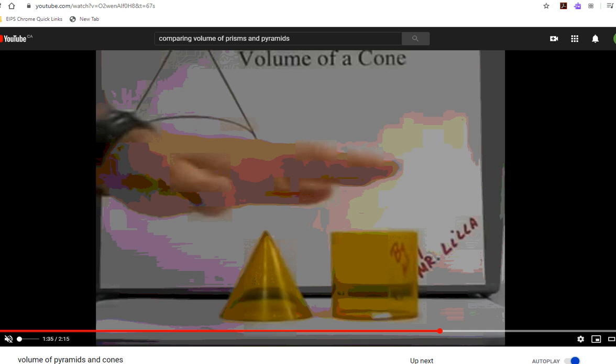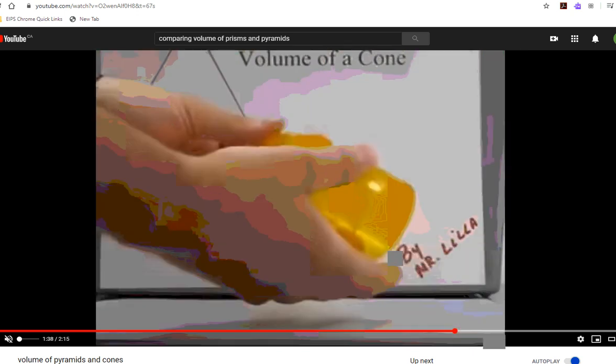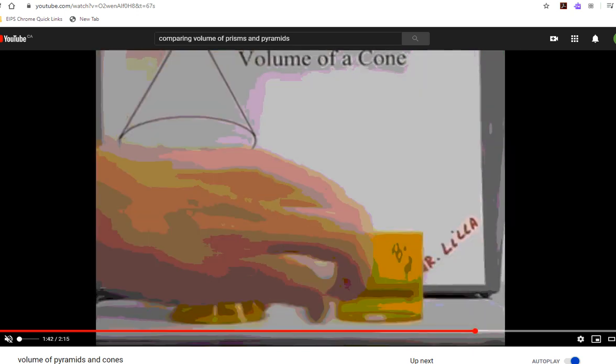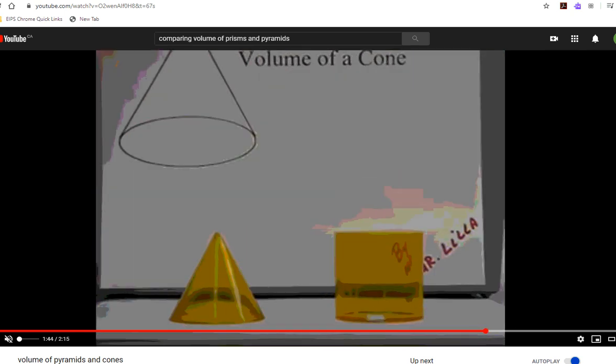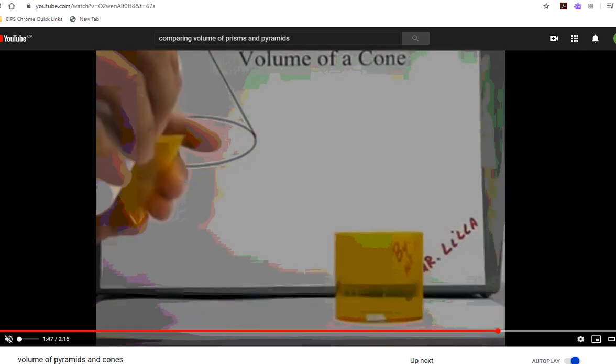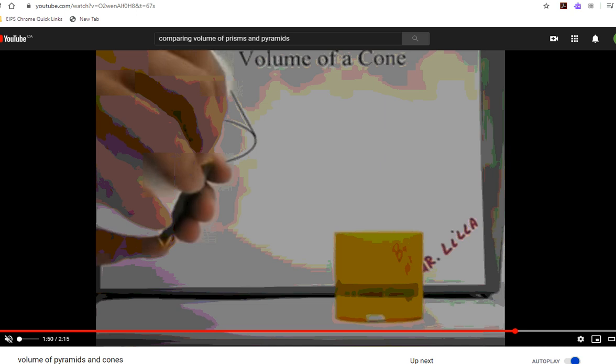Now they have cylinders. Note that the heights are exactly the same on the cylinders. The bases are exactly the same on the cylinder and the cone. So we're talking same height, same base. The question is, how many scoops of the cone will go into the cylinder? That pyramid into the prism. How many? Well, here we go. There's 1.